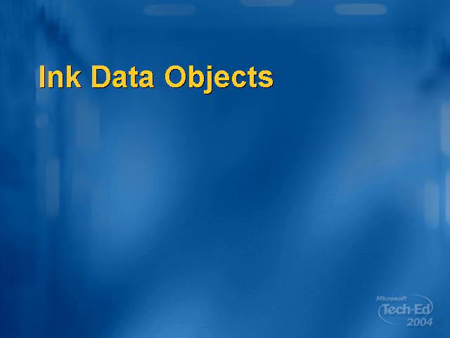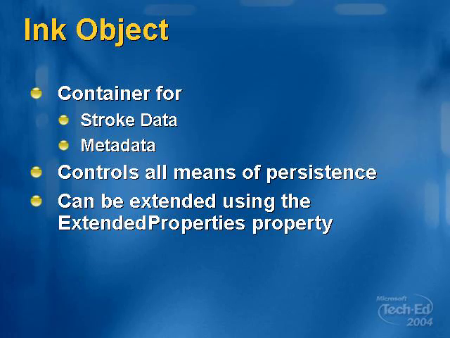Now let's talk a little bit more about that data. Now that we've collected it and we have it in an ink object, let's talk about how we work with that. As I said before, the ink object is a container for ink data, for stroke data, I mean, and the associated metadata with those strokes, pressure info, that sort of thing.